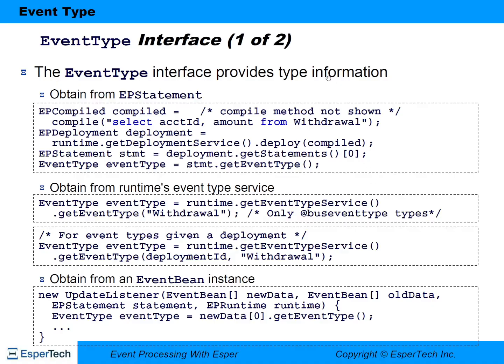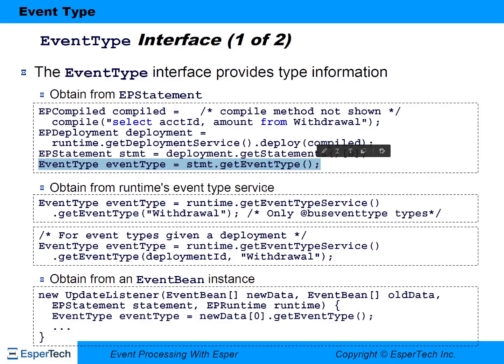The EventType interface provides type information. Here we discuss the various ways the code can obtain the event type. The EPStatement returns the event type. For example: EPCompiled compiled = compile("select accountId, amount from withdrawal"); EPDeployment deployment = runtime.getDeploymentService().deploy(compiled); EPStatement statement = deployment.getStatements()[0]; EventType eventType = statement.getEventType().